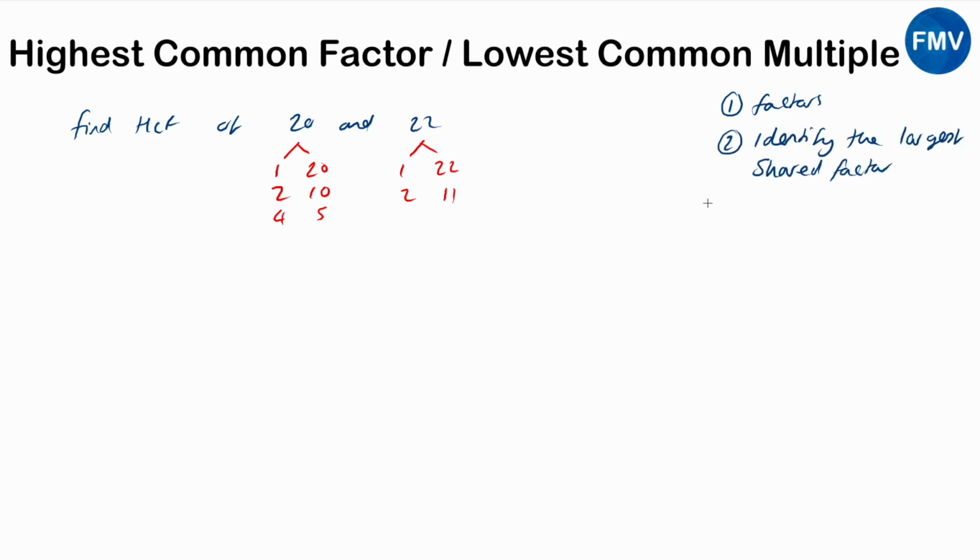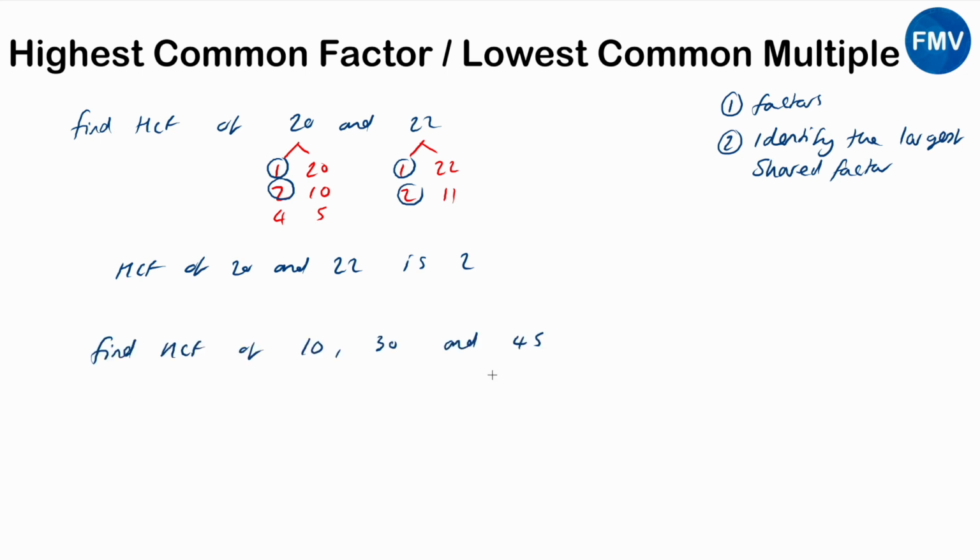Step 2 is simple. You find the largest shared factor. Let's look at this. We have got some shared factors. 1 is in both, 2 is in both, and that is it. So our largest shared factor is 2. In this case, the highest common factor of 20 and 22 is 2.